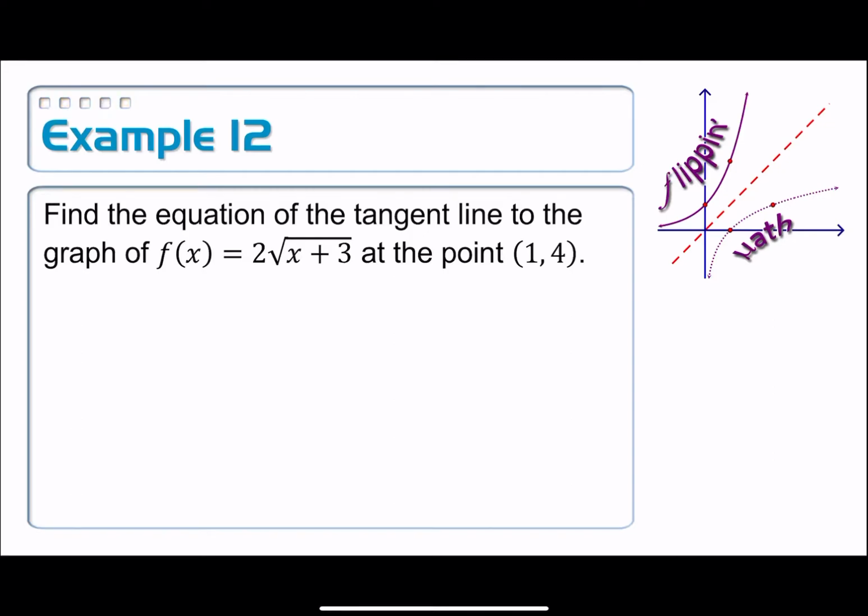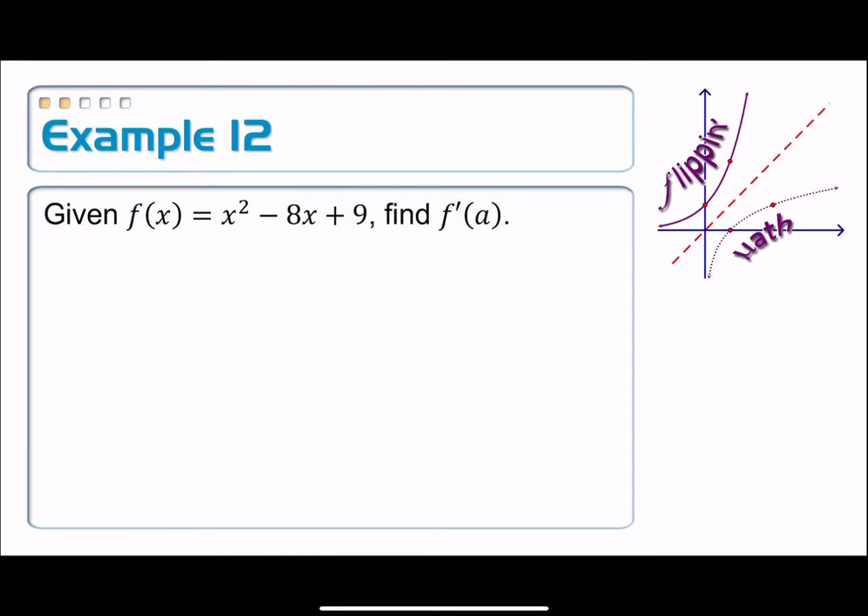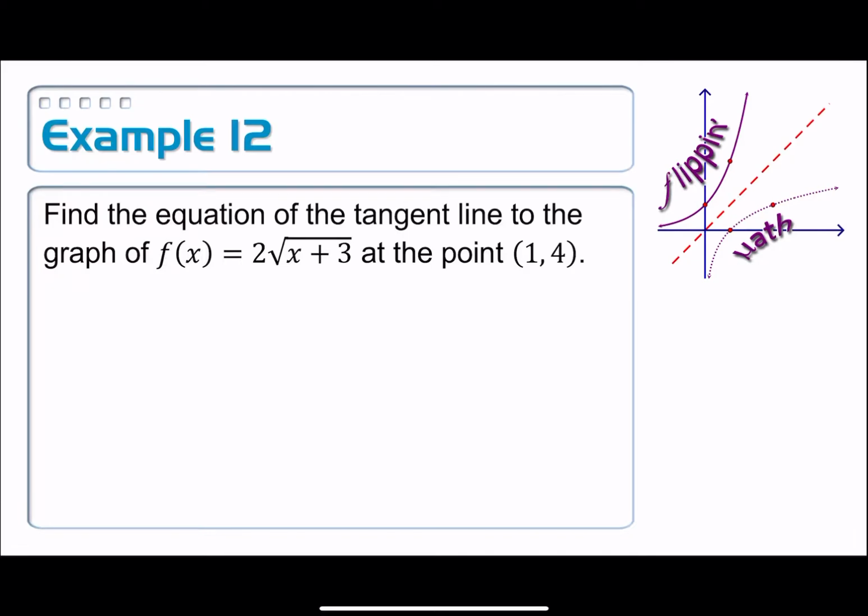On example 12, not to be confused with this example 12, new. Find the equation of the tangent line to the graph of f of x equals 2 times the square root of x plus 3 at the point (1, 4). Well, when we write the equation of a tangent line, I need two very simple pieces of information, one of which is the point, which is conveniently given to me, and I need the slope. How am I going to get the slope?